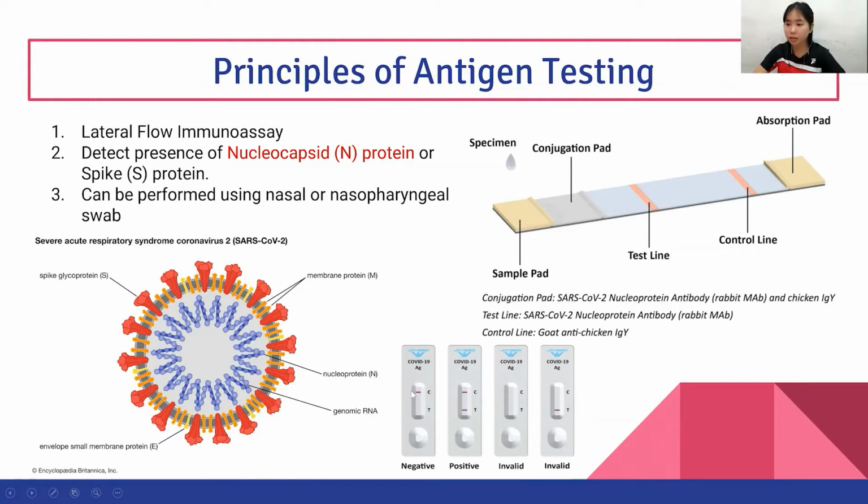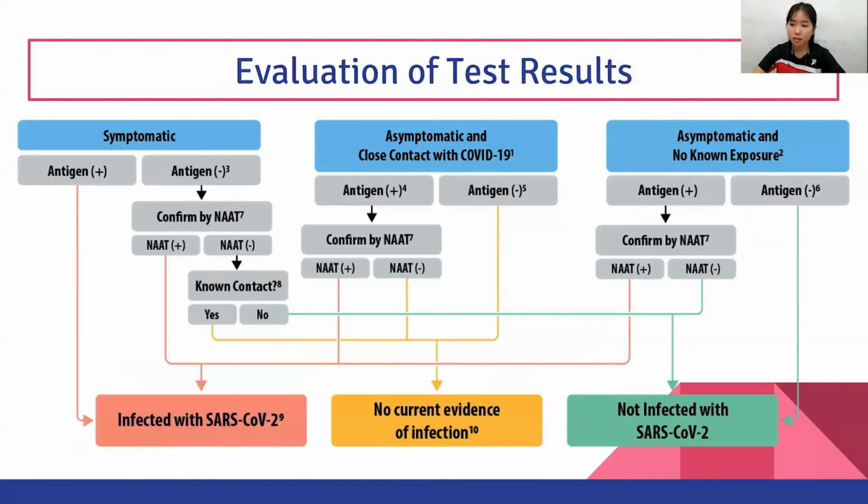So if you have a single control line, it will be considered a negative test. If you have a double line, then it's a positive. And if you have no lines at all, or a single test line, both of these will be considered invalid. So next, we'll move on to the evaluation of test results.